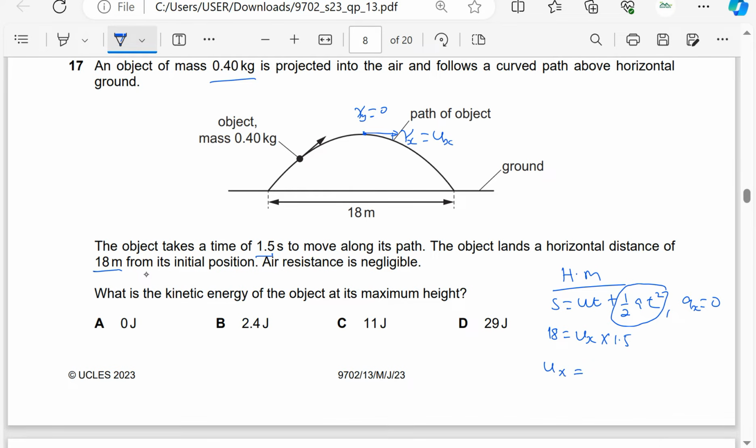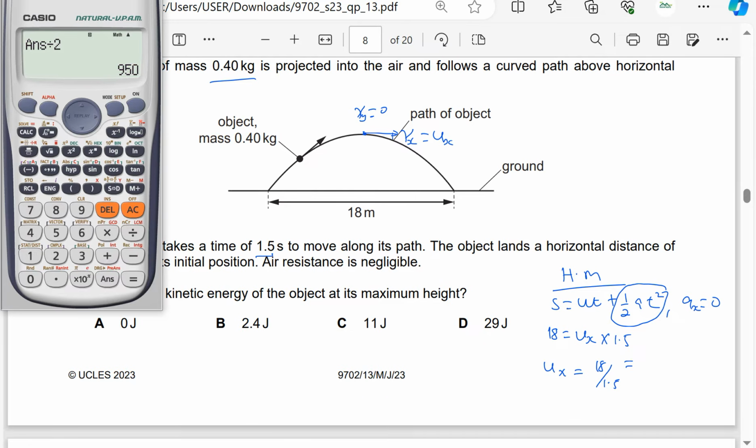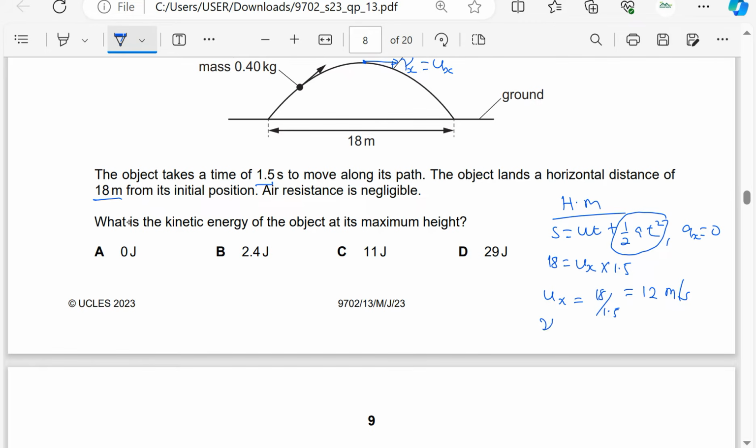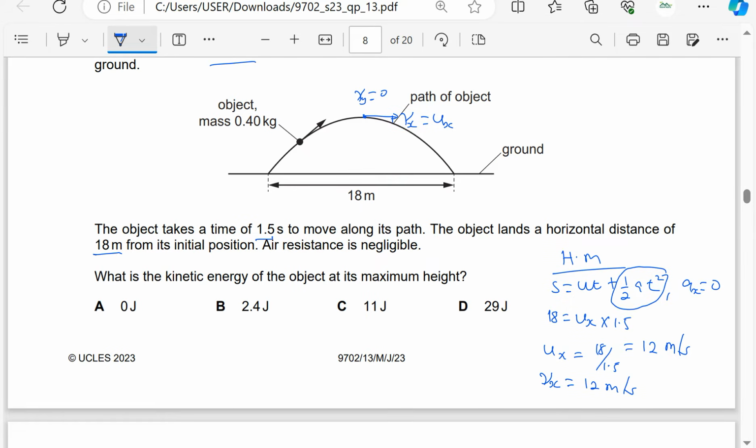So ux is going to be equal to 18 divided by 1.5. I think 18 by 1.5 is 12. So this is 12 meters per second. That is the initial velocity in the horizontal. Remember, velocity in the horizontal remains constant because there is no acceleration in the horizontal. So even at the highest point, velocity is 12 meters per second.